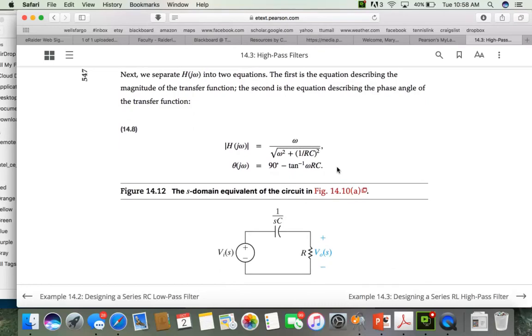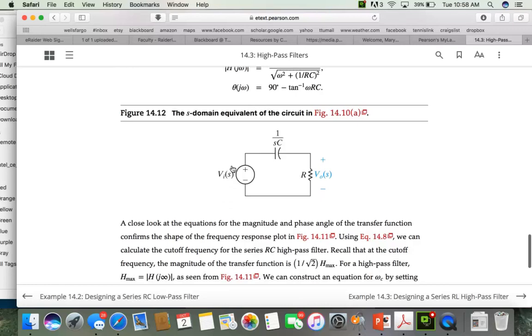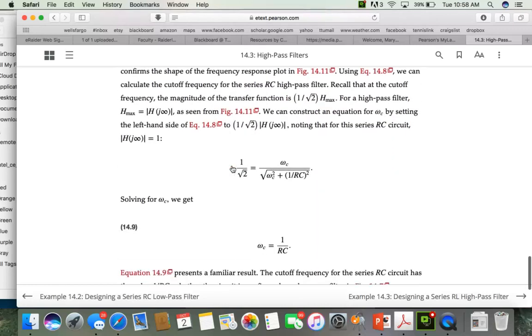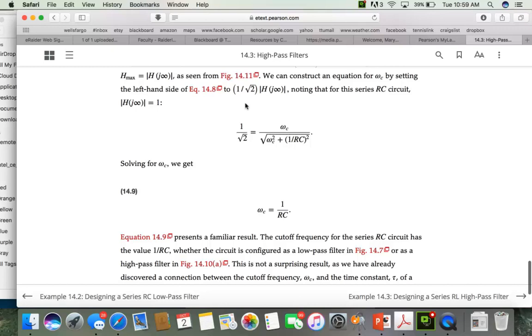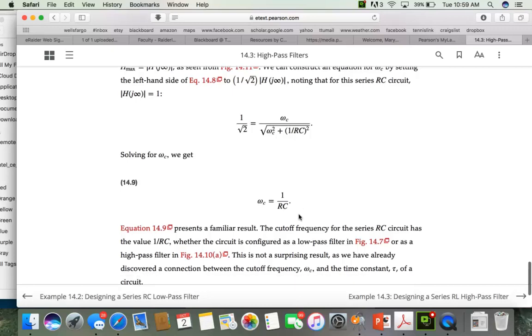Like previously in examples, you can plug in different actual numerical values for omega. If you know the values of R and C, you can actually get the magnitude and the phase of the transfer function at any value of omega. So if you want the cutoff frequency, you set the magnitude of H equal to 1 over the square root of 2, solve for omega C, and you find that the cutoff is 1 over RC. Exactly the same as what we saw when we did the low pass filter.